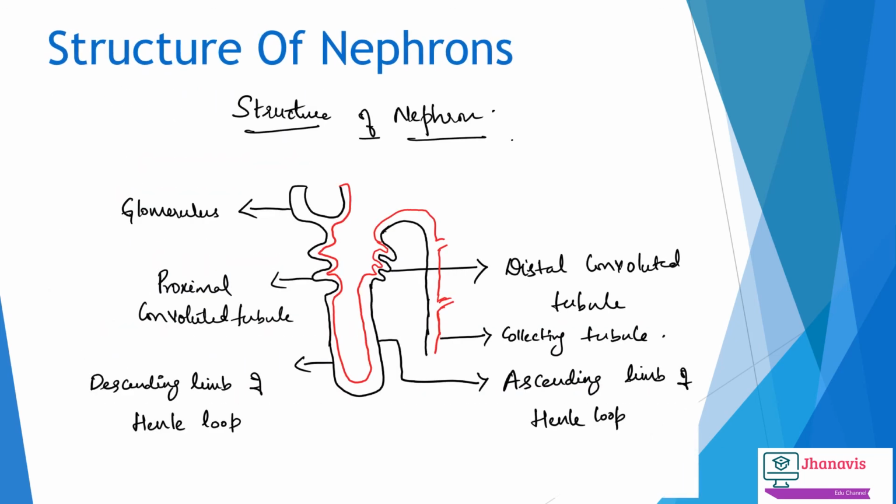In this diagram I am showing you glomerular filtration, which takes place in this region. Then there is the proximal convoluted tubule, which leads to the Henle's loop, where you can see a descending limb and an ascending limb. The ascending limb leads into the distal convoluted tubule, which then continues as the collecting tubule. The collecting tubule collects the waste from all the nephrons and sends it as excretory waste out of the body. This is how the nephron looks, the diagrammatic representation of the nephron.